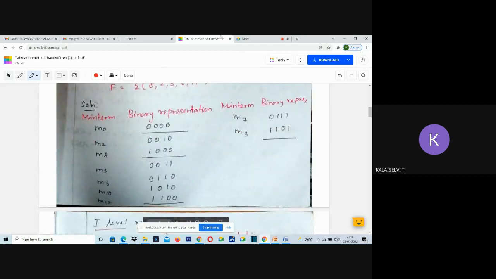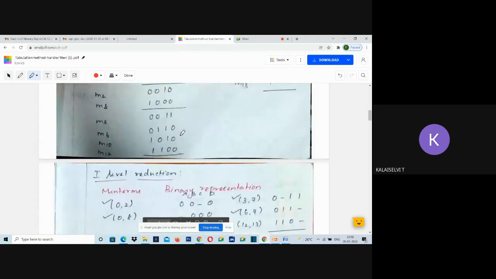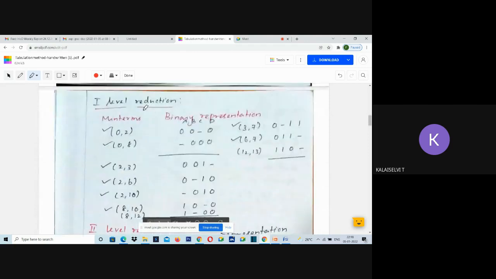All the minterms are written here, and the minterms have been grouped with respect to the number of ones. This is group 0, all zeros. Next is group 1. Here the number of ones is 2, sorry, this is group 2, and this is group 3, where the number of ones is 3. After that we have to go with the first level reduction.